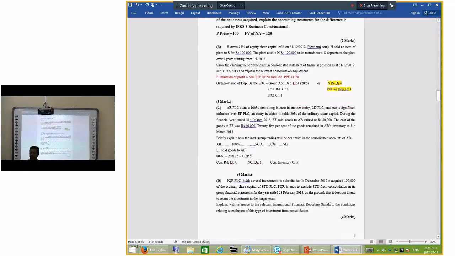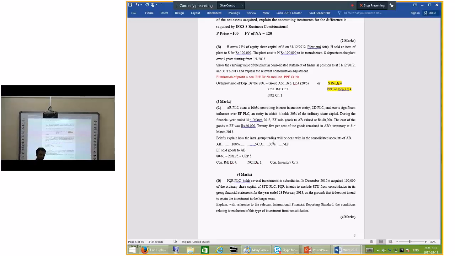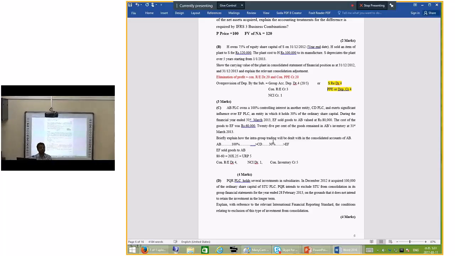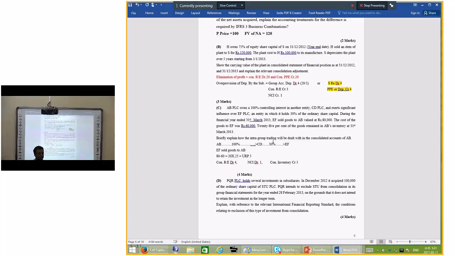Now we have 3 marks. How do you earn these 3 marks? Tell me. Elimination of profit, 1 mark. Then the second part, the double entry, 1 mark, and the correct amount, 1 mark. It means if somebody writes a double entry without the figure, he or she can still earn 1 mark.